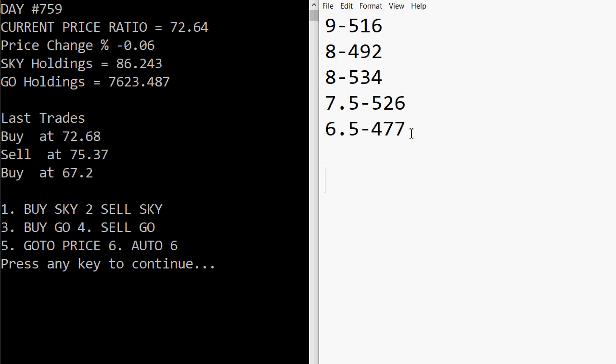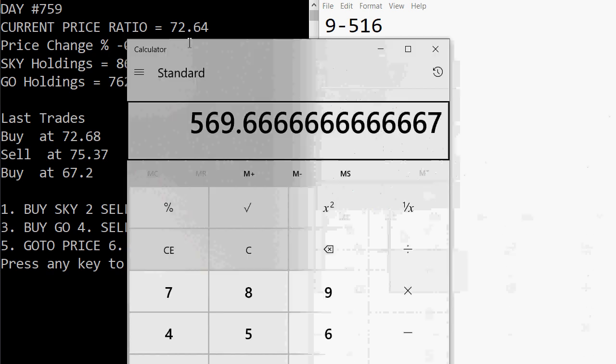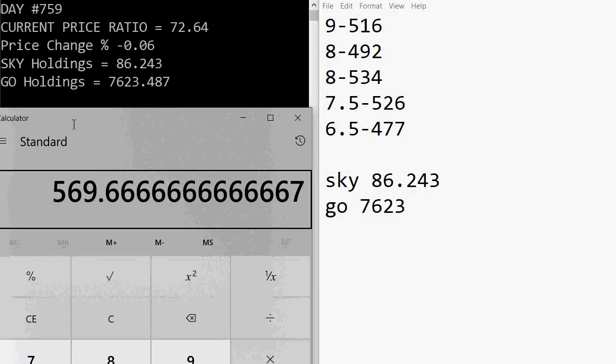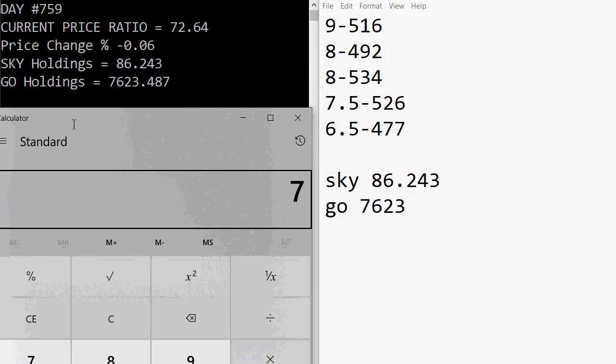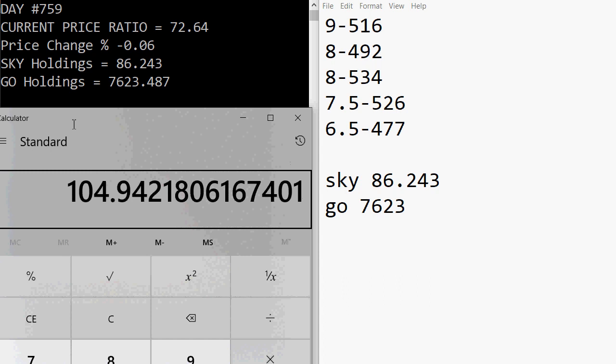So let's just take a look at this inventory here. So Sky is at 86.243. And Go is at 76.23. What we can do is we can take the 76.23 Go that we have, and we can divide it by the price of 72.64, which means we're worth 105 Sky almost.